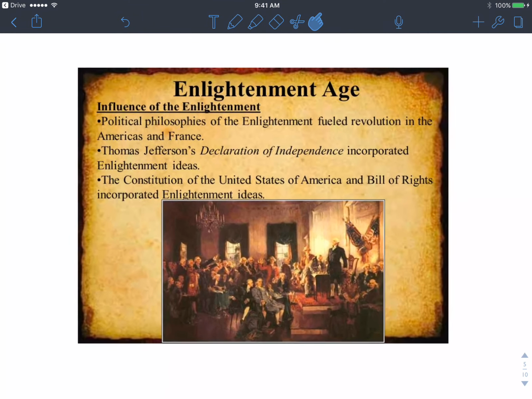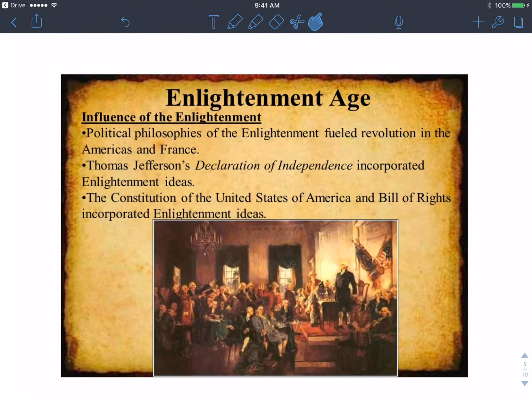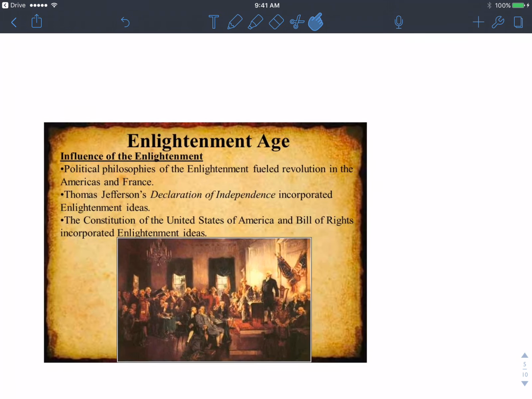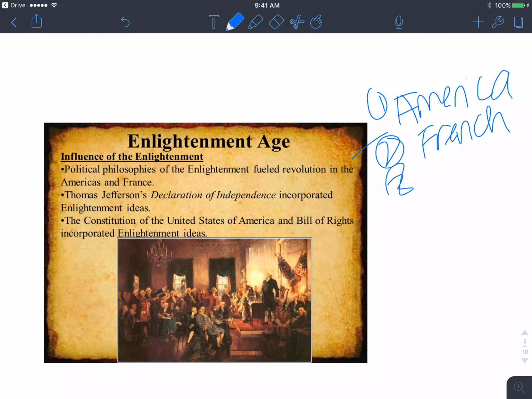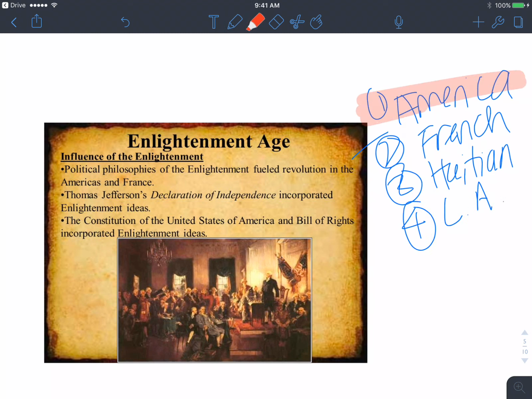So some basic information that we can add to our notes is that the political philosophies of the Enlightenment fueled revolution in the Americas and France. Again, we're going to first see it in America, the American Revolution, then we'll see it in the French Revolution, then the Haitian Revolution, and eventually the Latin American revolutions. And again, we're going to focus on the American Revolution. We have an example that the Declaration of Independence was influenced by the writings of these philosophers, as well as the U.S. Constitution.